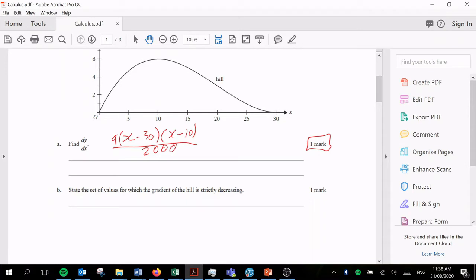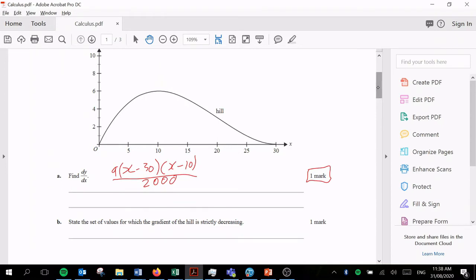State the set of values for which the gradient of the hill is strictly decreasing. But 97% of students undertaking this exam got this wrong. And why? It should be really easy. You just look at it and you see where it's decreasing. And that looks like it's from 10 down to 30. But that's not what this question is asking. This question is asking us for which the gradient of the hill is strictly decreasing. So not where the hill is decreasing, but where the gradient of the hill is strictly decreasing.